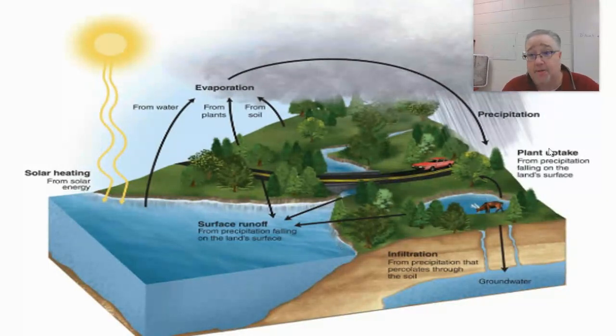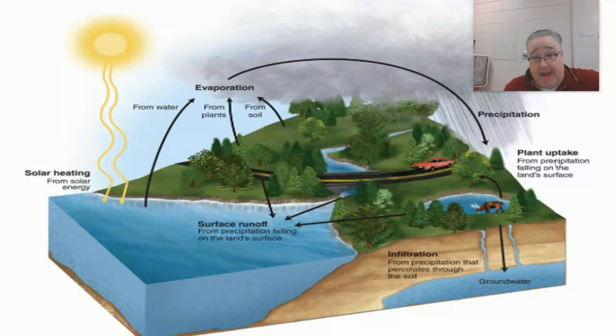Another thing that can happen to it is it can be taken up by plants, right? Plants can absorb it. In fact, especially in a forest ecosystem, a lot of that water just gets taken in by plants. We call that uptake. Uptake is just the absorption of water from the soil by plants.